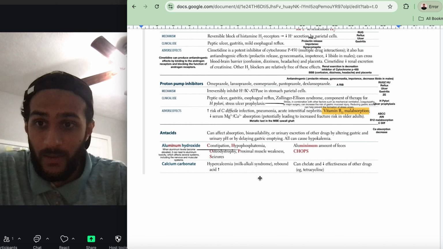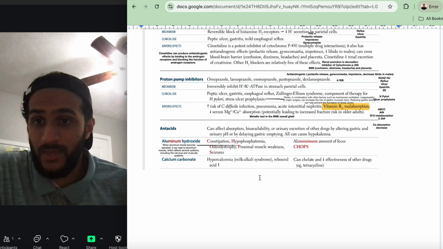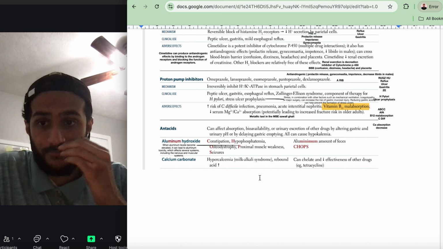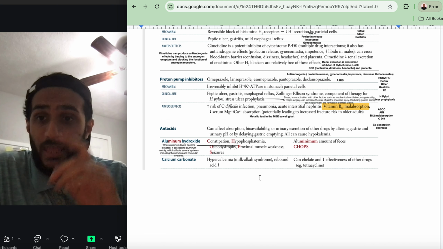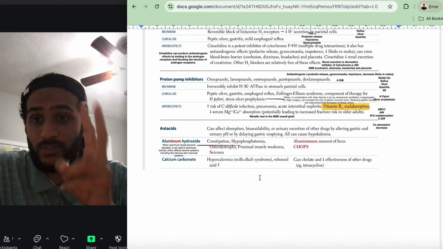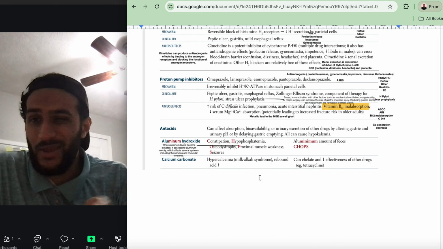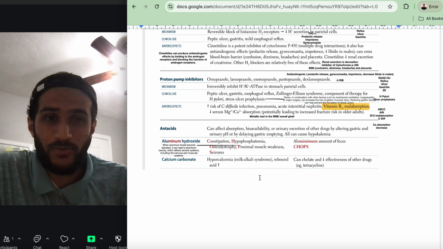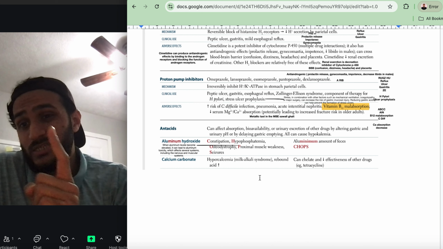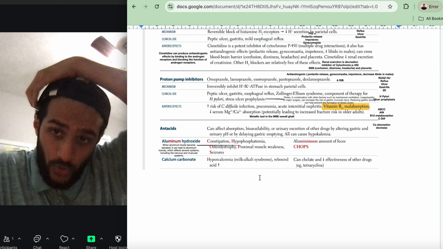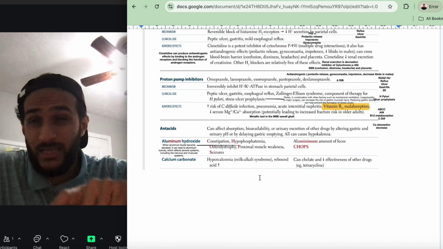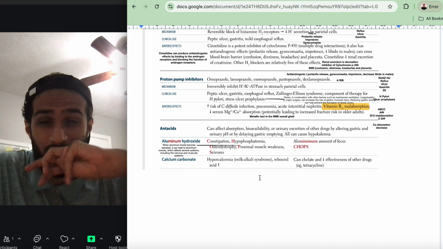We have PPIs, guys. These irreversibly inhibit hydrogen potassium ATPase pumps. These are again used for ulcers, gastritis, GERD. They have many side effects. If you decrease acid, you get increased bacteria, so pneumonia or C. diff. We can also get decreased B12 absorption. Not sure of the exact mechanism, I should check it up though. We can also get decreased magnesium and calcium absorption with these PPIs, and this leads to fracture risk.